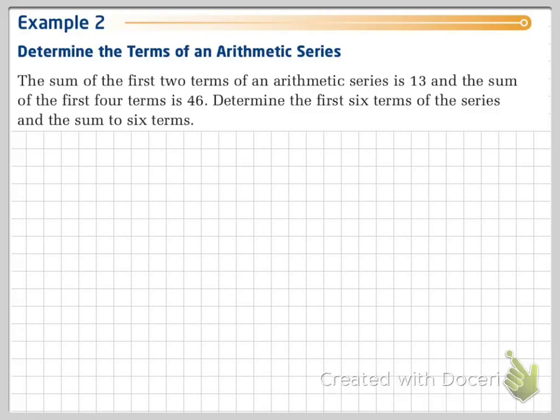Okay, for our last example today, we're going to look at a harder problem. Determine the terms of an arithmetic series. The sum of the first two terms of an arithmetic series is 13. The sum of the first four terms of the arithmetic series is 46. Determine the first 6 terms of the series and the sum to 6 terms.